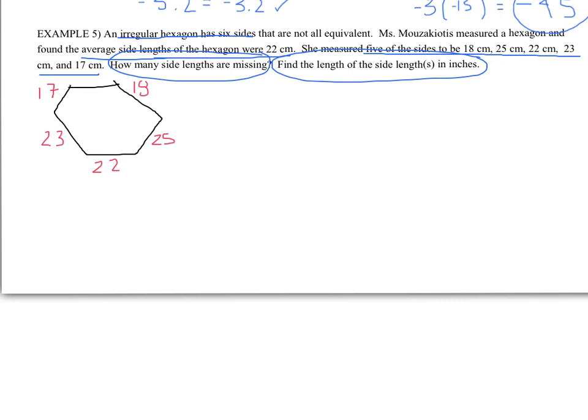So I want you to think about what we could use to represent a missing side length. Yeah, we could use a variable to represent our missing side length. So I'm going to make this missing side length an x. So how many side lengths are missing? 1. We have 1 missing side.